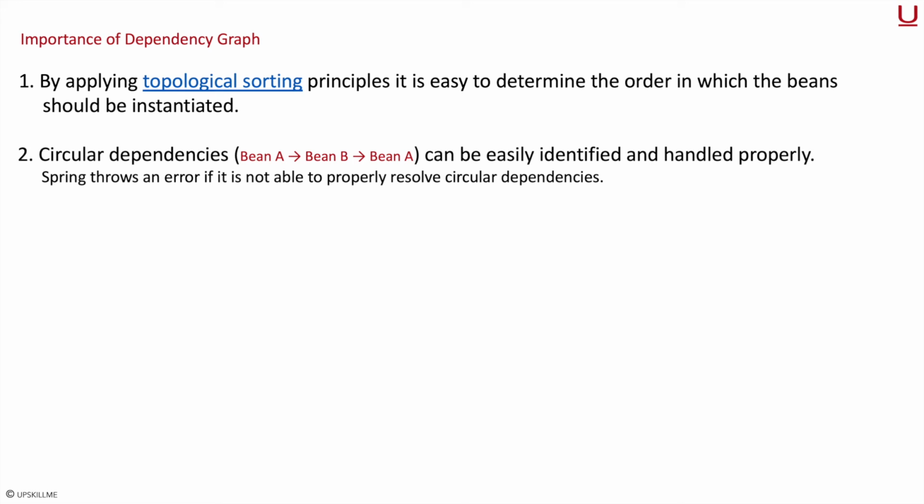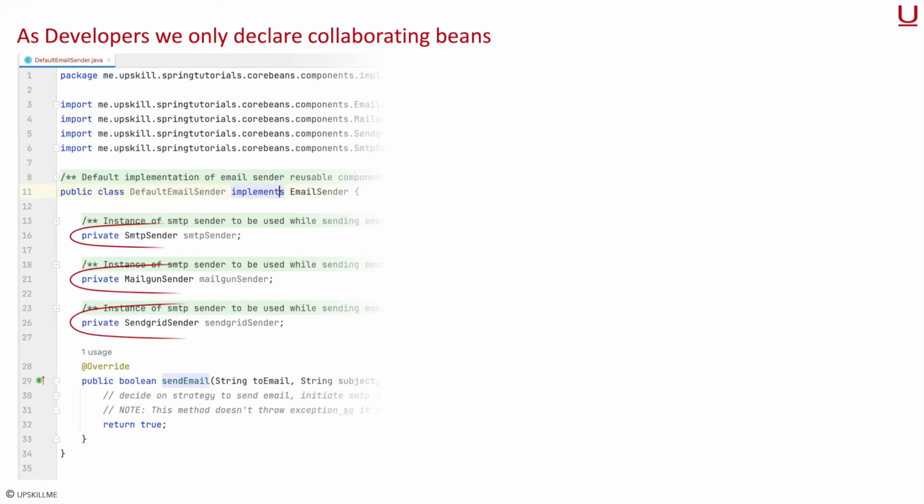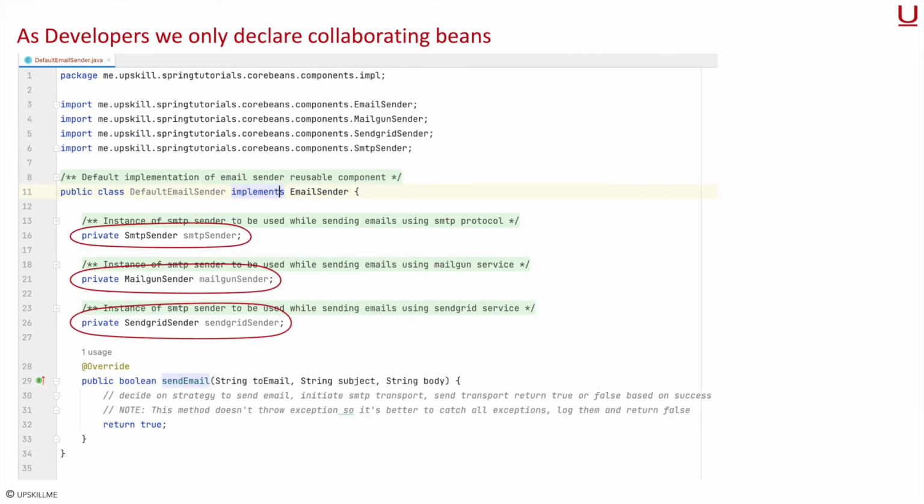As developers, we should not worry about this complex graphical representation as it is Spring's responsibility to construct, manage, and use this graph. We only define the dependent beans for a bean as private class properties. Spring will go through the class definitions and find out the dependent beans and construct the dependency graph as shown previously. This concludes the dependency graph section.